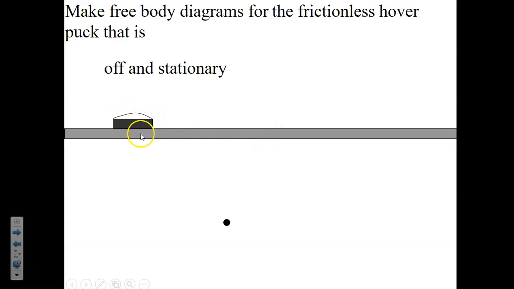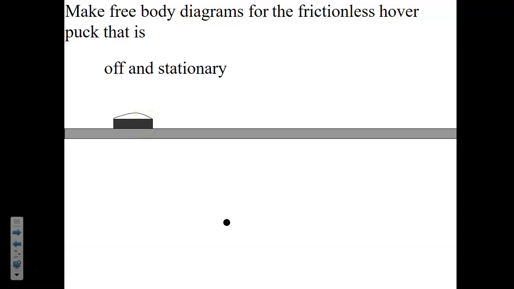Okay, here's the floor, the table, whatever it's on. And okay, so my hover puck is off and stationary. So are the forces balanced or unbalanced on the hover puck? Well, if it's stationary and remaining stationary, then the forces are balanced. So all my forces have got to cancel. My ups and downs have got to cancel. My lefts and rights have to cancel if there's any forces in all four directions.